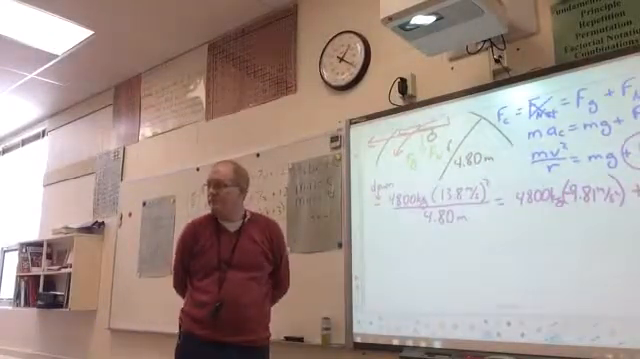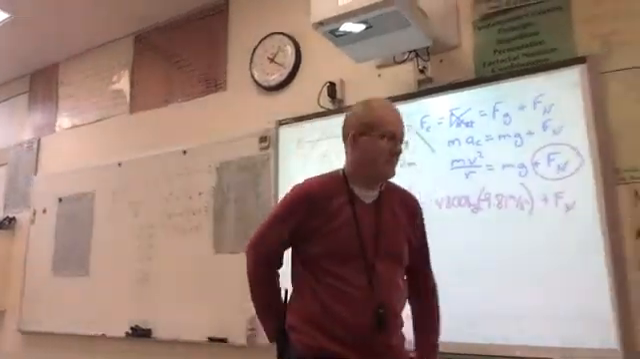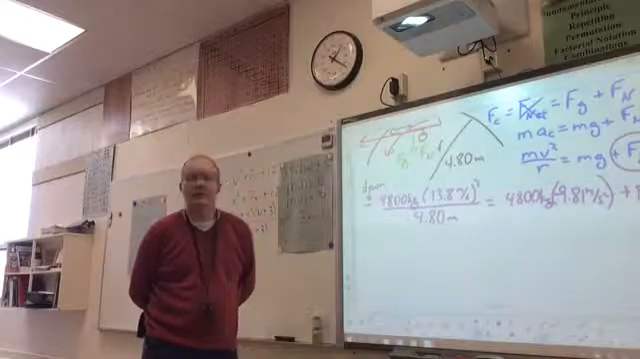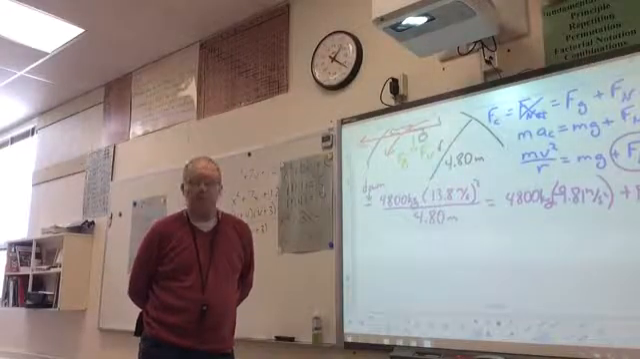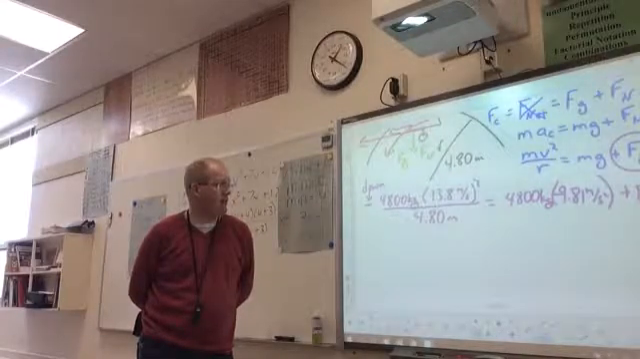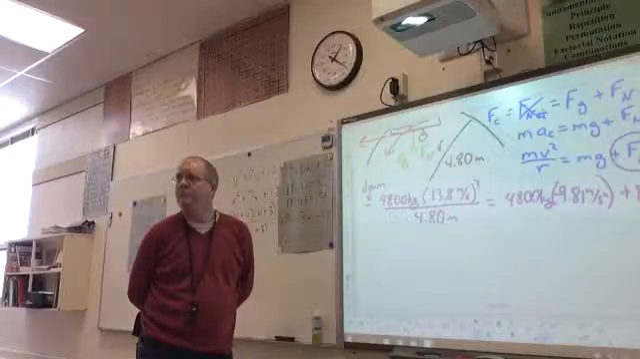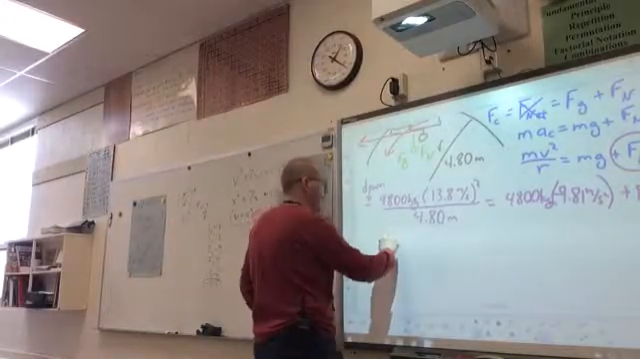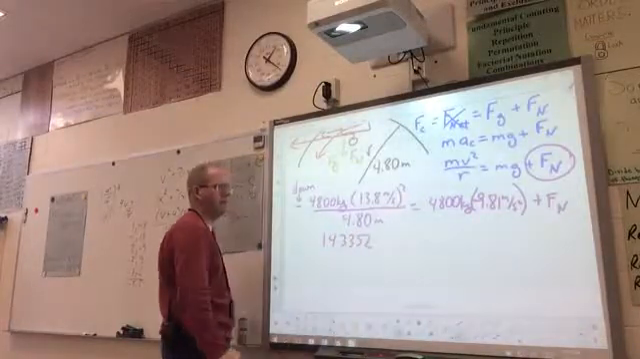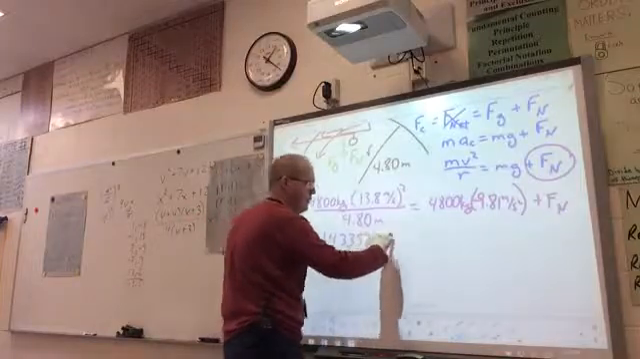So, now he's awake. Grab your calculator, plug the numbers in, tell me the force centripetal. I don't have a calculator. Minus 4,800 times 13.8 squared divided by 4.8 is what? 143,352. Okay. Negative newtons.